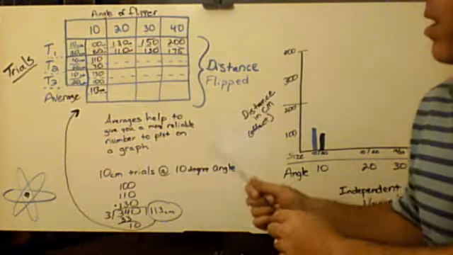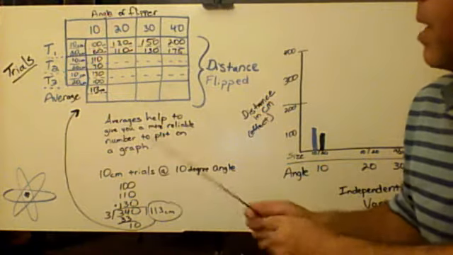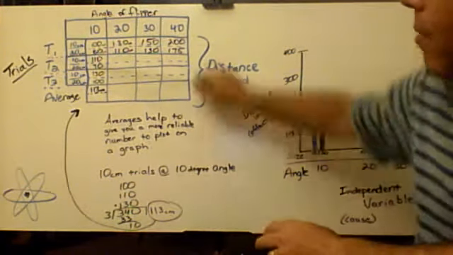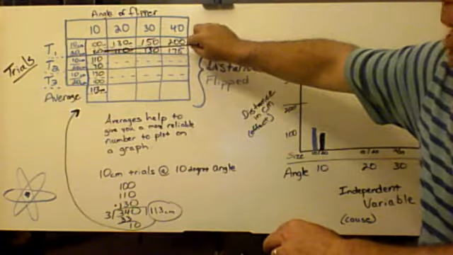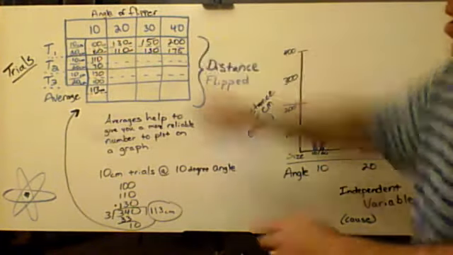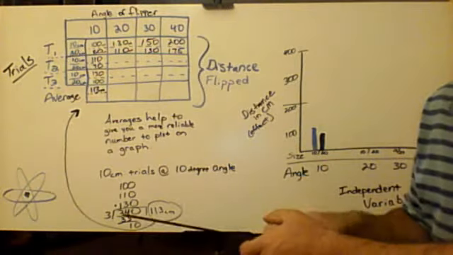I want you to practice now. Take a minute when the video is paused and average the larger foil ball distance. The distances are 80, 70, and 100. Go ahead and give that a try.